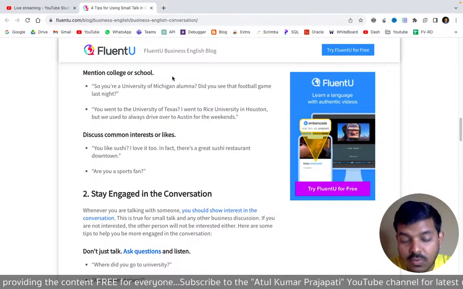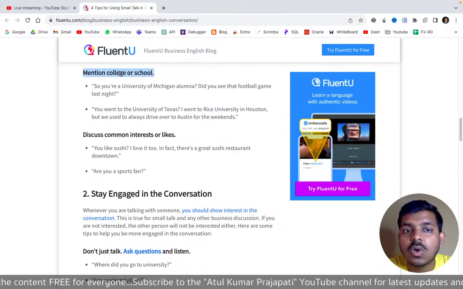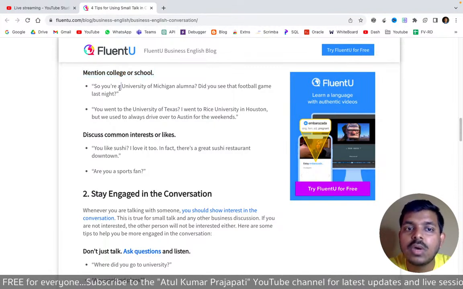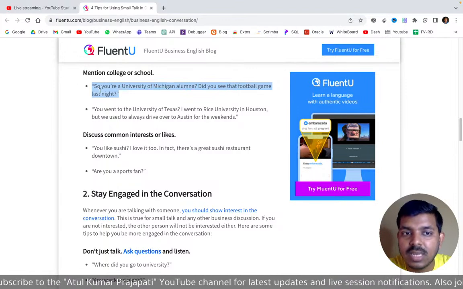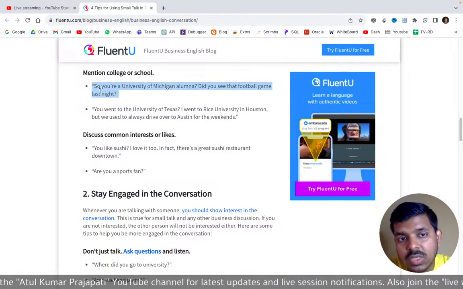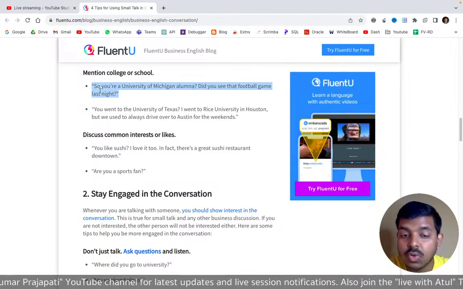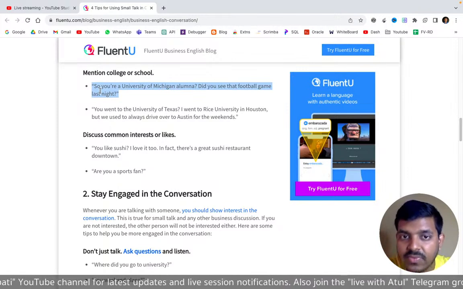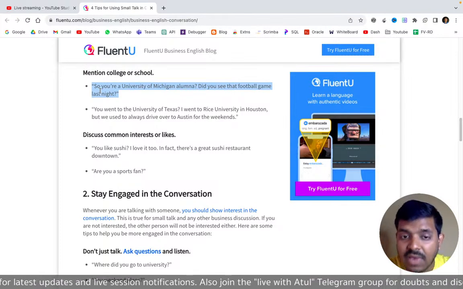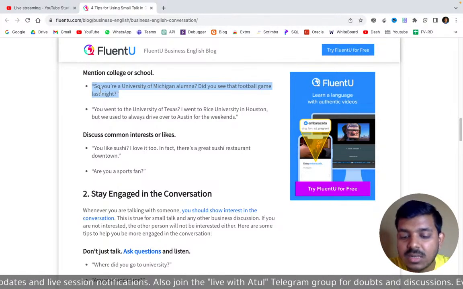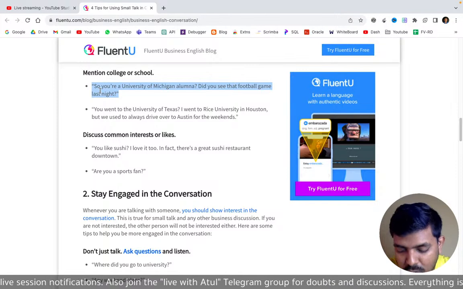Then you can see what else you can do. You can mention the college or school. So you are a University of Michigan alumna. Did you see that football game last night? So once again, here also they are having a common ground. If they both belong to the same university, or the same affiliated center, like where both of their schools were affiliated to.